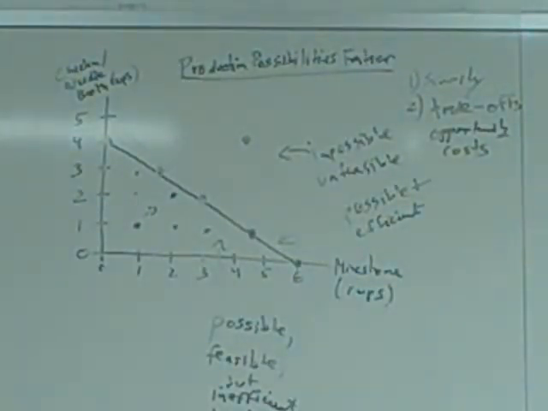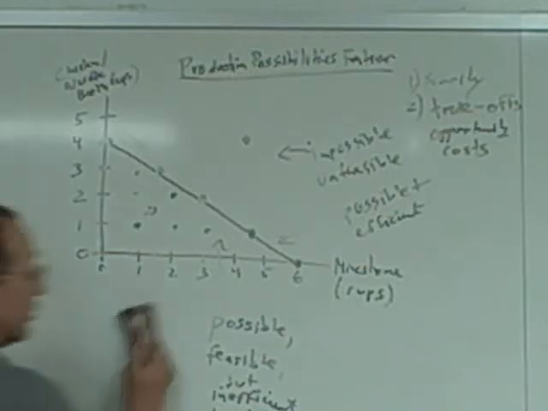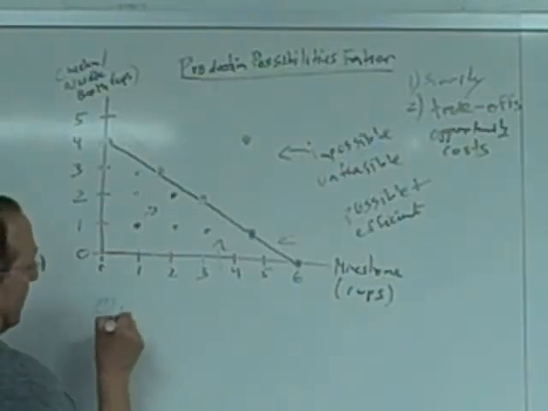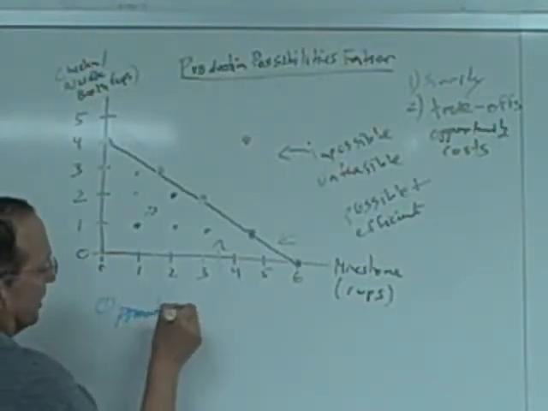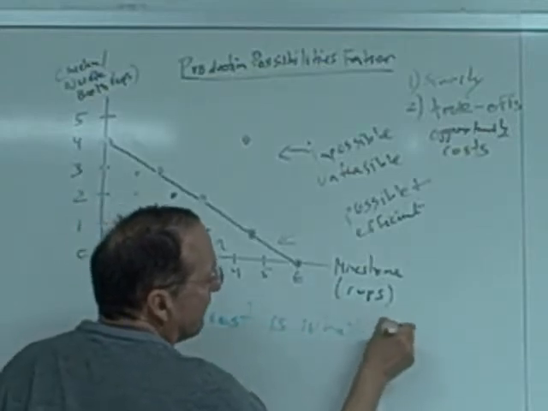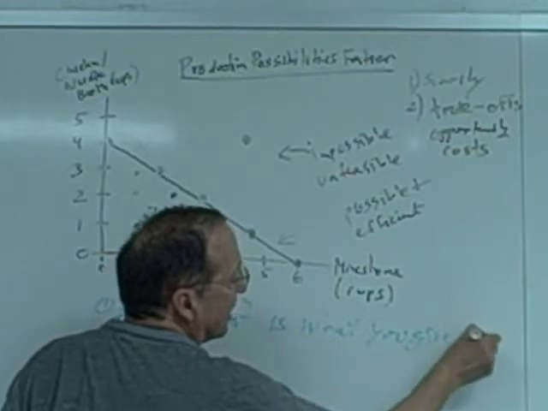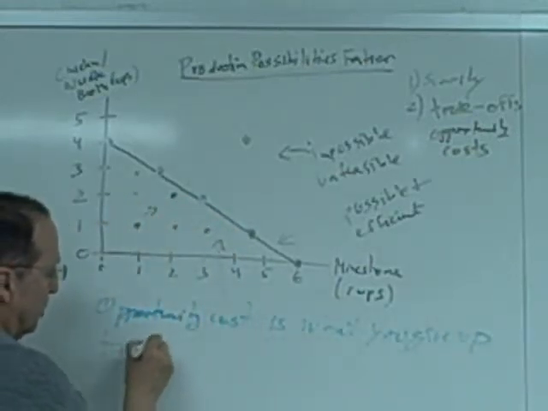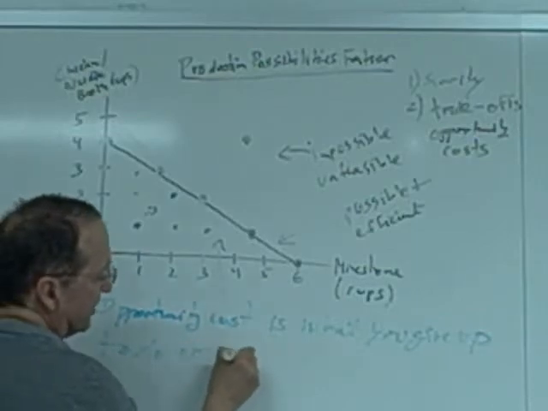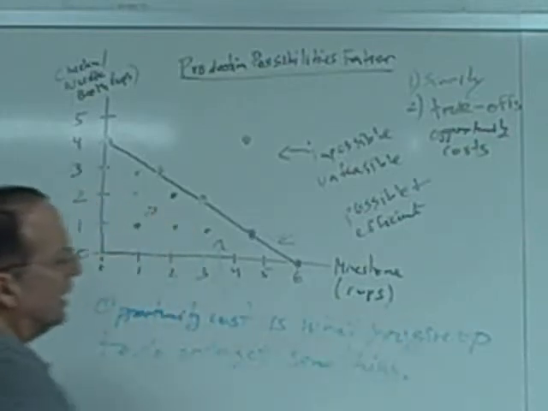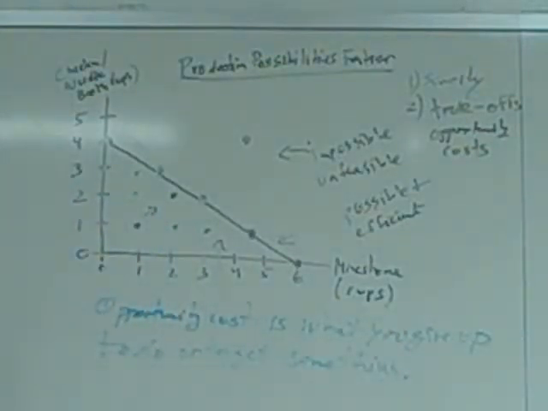And the definition for opportunity cost, I'll go ahead and write it down, even though you also have it in your textbook, but I want to be very precise. Opportunity cost is what you give up to do or to get something.